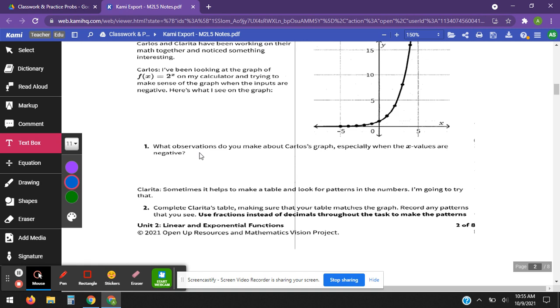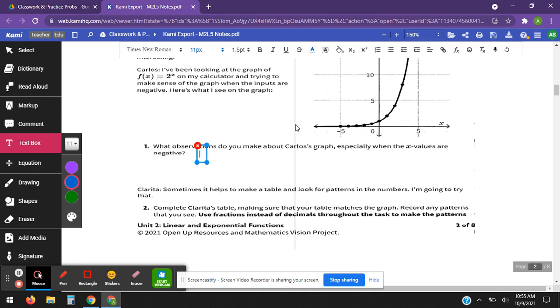Well, especially when the x values are negative, I'm seeing that the function is always positive y values, right? We're staying above 0 on here. It looks like we're getting really close, but we're staying above.